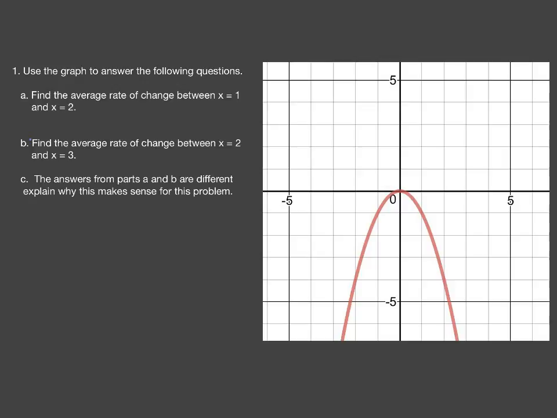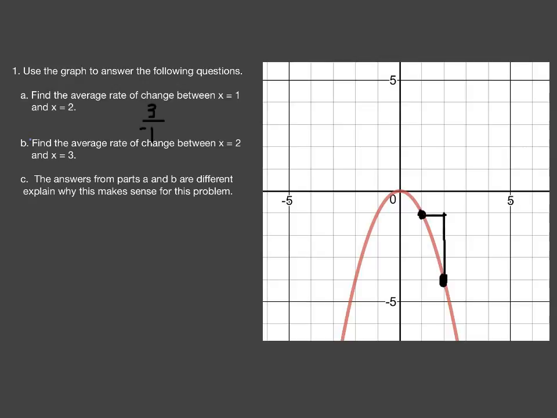So we need to find the average rate of change between x equals 1 and x equals 2. So I'm going to go to x equals 1 and I'm going to put a dot. And now I'm going to go to x equals 2 and put a dot. Let's put that in black so it's a little bit thicker. Now I'm going to do my rise over run. I taught you guys to always use the bottom point first, so I go up 1, 2, 3, and then I go left 1, so that's a -1.